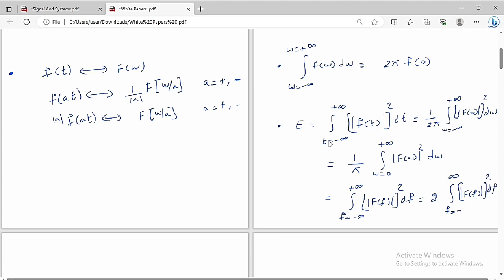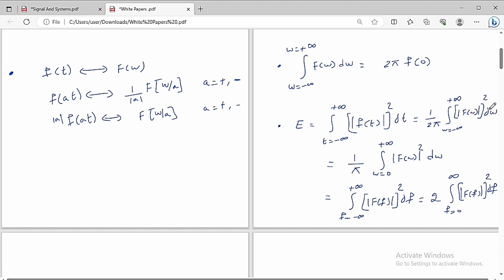So these are the different expressions. Or you can write down in terms of omega or in terms of f or in terms of t. These are the different relations. So therefore, E is equal to integration from t equals minus infinity to plus infinity of mod of f of t whole square dt, which is equal to 1 by 2 pi integration from omega equals minus infinity to plus infinity of mod of F of omega whole square d omega.